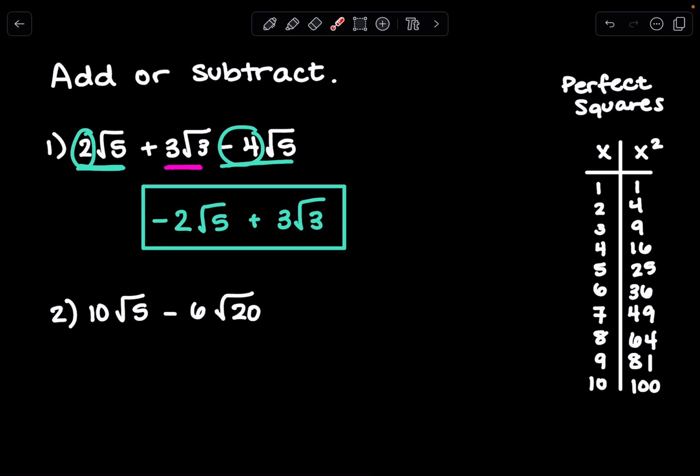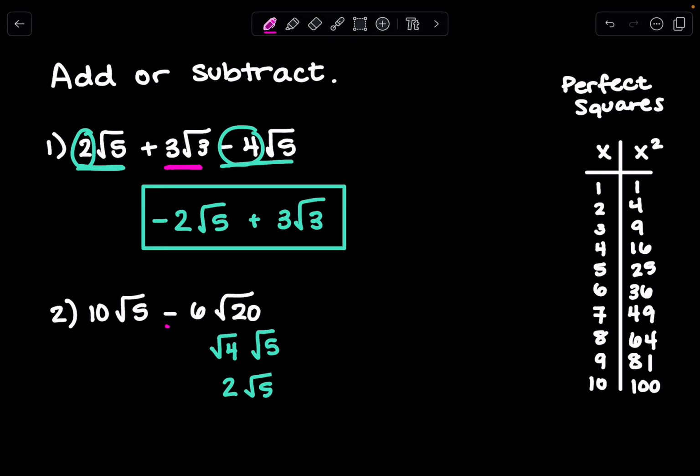So I'm going to look for a value on the right-hand side here that goes into 20. I think the number that I'm going to choose is 4. So the square root of 20 is the square root of 4 times the square root of 5. The square root of 4 is 2, so that's 2 square root of 5.